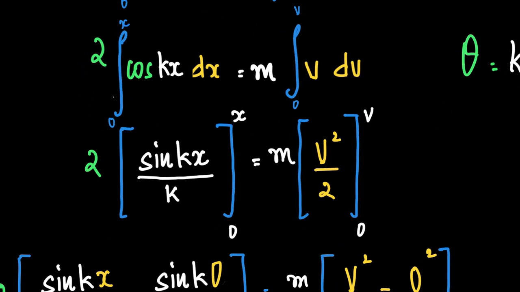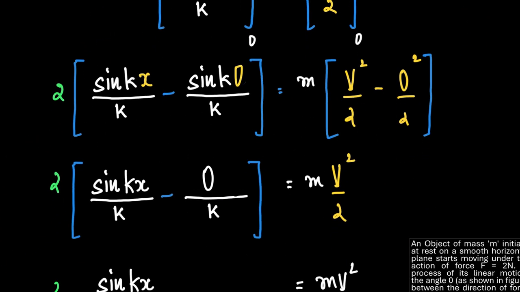Now what is the integral of cos x? The integral of cos x is sin x. What is the integral of cos kx? The integral of cos kx is sin kx upon k, the whole limit varying from 0 to x. The integral of v is v square by 2, varying from 0 to v.